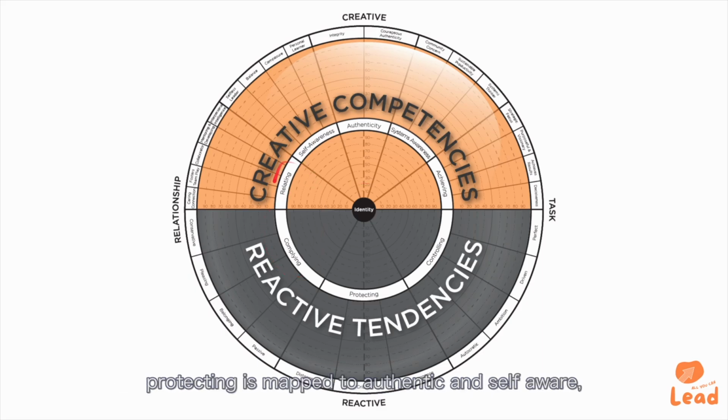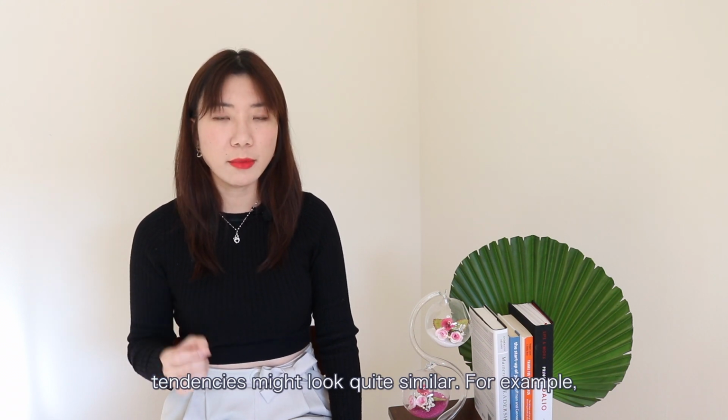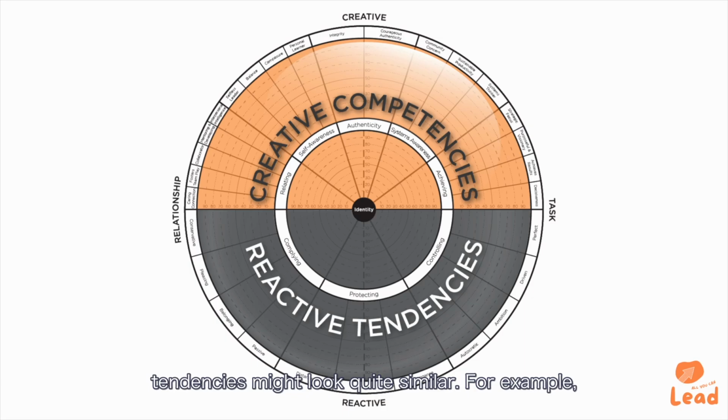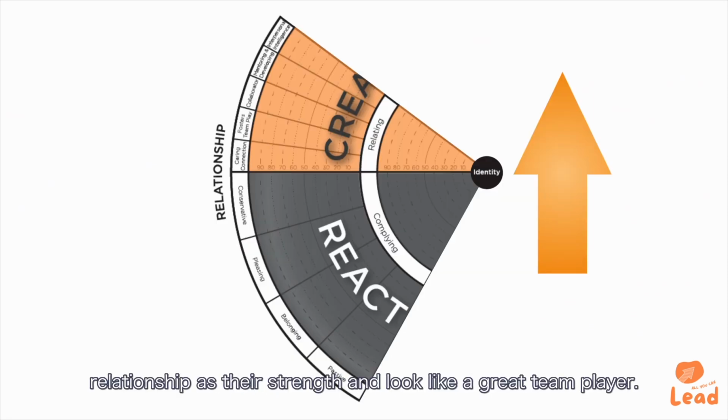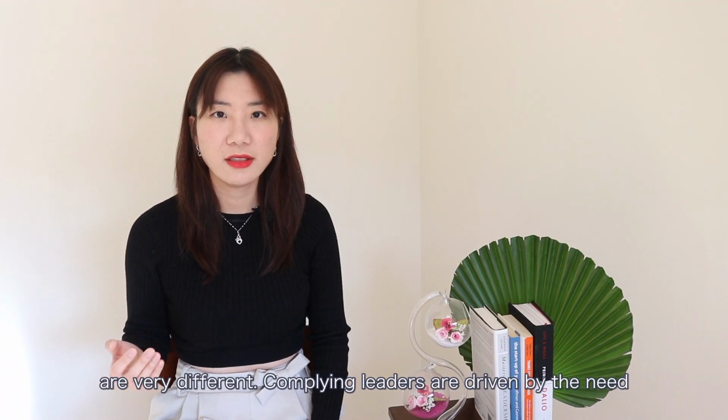Complying is mapped to relating. Protecting is mapped to authentic and self-aware. Controlling is mapped to achieving and system-aware. At the surface, the creative competencies and the reactive tendency might look quite similar. For example, both a complying leader and a relating leader will treat relationship as their strength and look like a great team player. However, the fundamental drive of the two are very different.